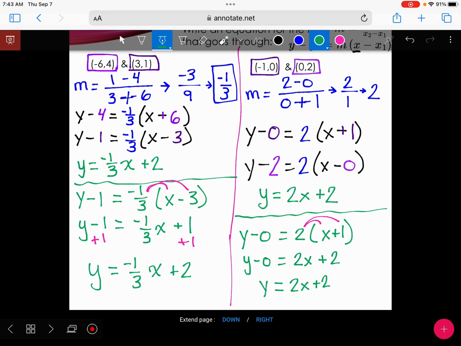So that has smushed together all the things we've done in the past 2 days. We can write things in slope-intercept form. We can find slope from 2 points. We can write them then into point-slope form.